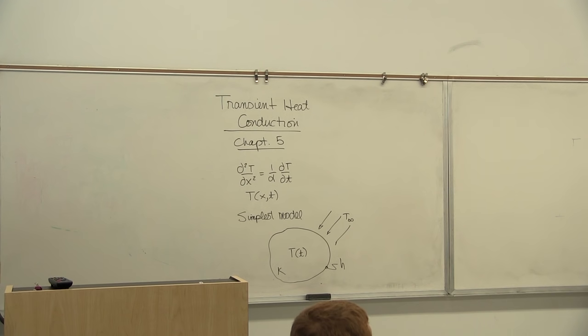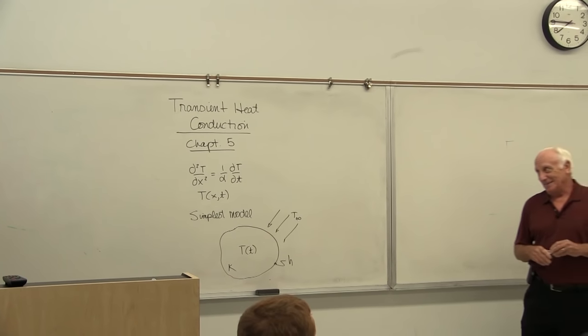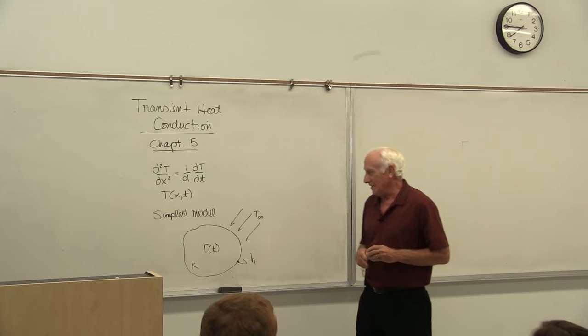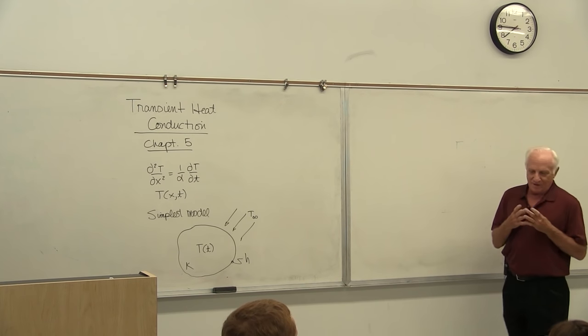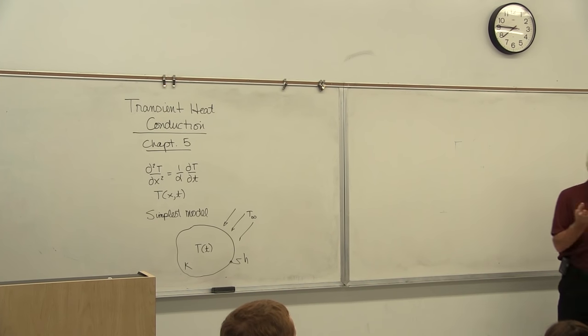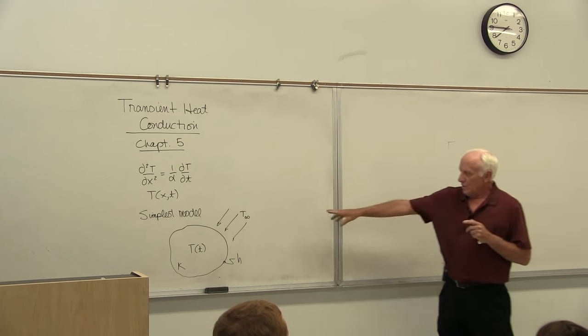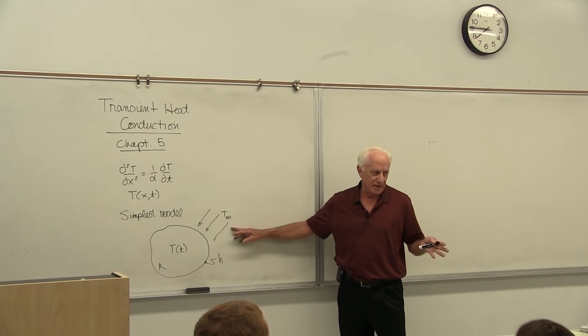There's a couple ways to solve these problems. If you're lucky, there's an easy way, and then if you're not, you have to do it the harder way. Okay, the easy way. The easy way is a simple model. Here's what we're doing. We're taking some object at a certain temperature. Let's say it starts out hot, just to talk about it. It starts out hot. We blow a cold fluid over it. Maybe it's air. Let's just say air.